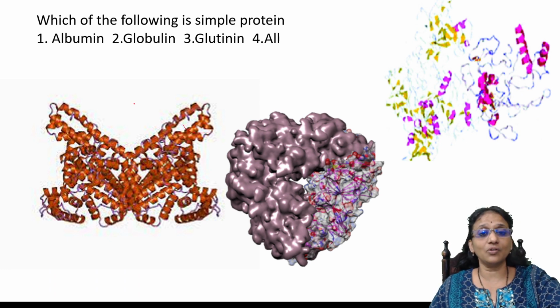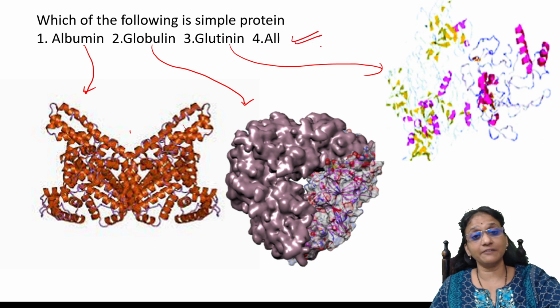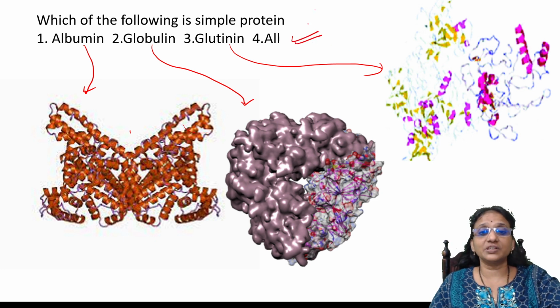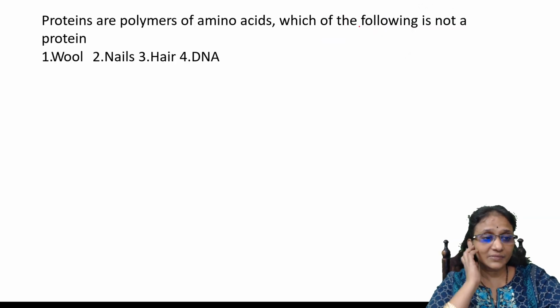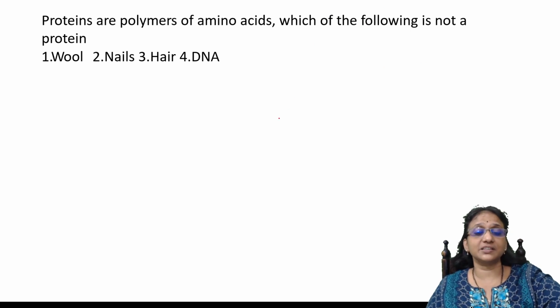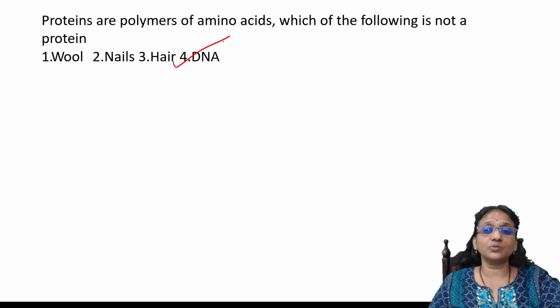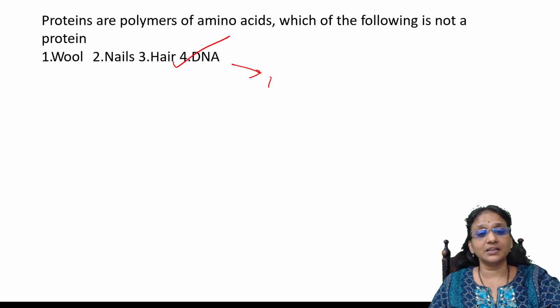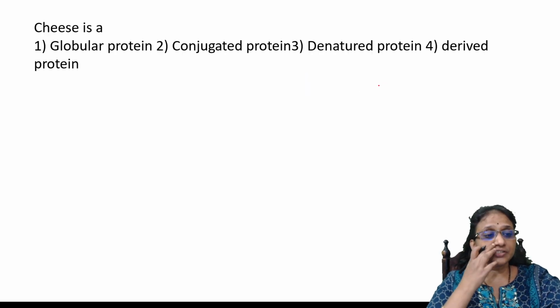Now, which of the following is the simple protein? This is your basic albumin. This is your albumin molecule. This is your globulin molecule. This is glutelin molecule. All these are proteins which have globular structures. Right. Next question. Proteins are polymers of amino acids. Which of the following is not a protein? Yes. Remember, students, DNA is the only thing which is not a protein. Why? This is a nucleic acid.